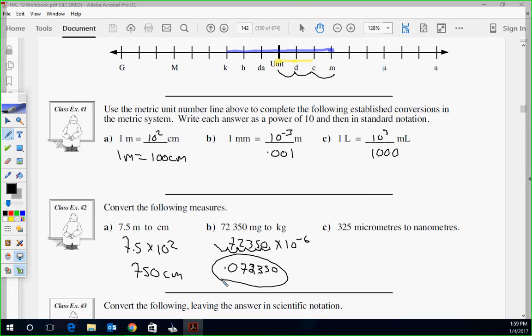Okay, so 325 micrometers to nanometers. That means we're here, and we're moving 1, 2, 3 to the right, so it's going to be a positive. It's going to be 325 times 10 cubed. Essentially, we're going to add 3 zeros, because the decimal's here and we're going to move it right. So 325,000 nanometers in 325 micrometers.